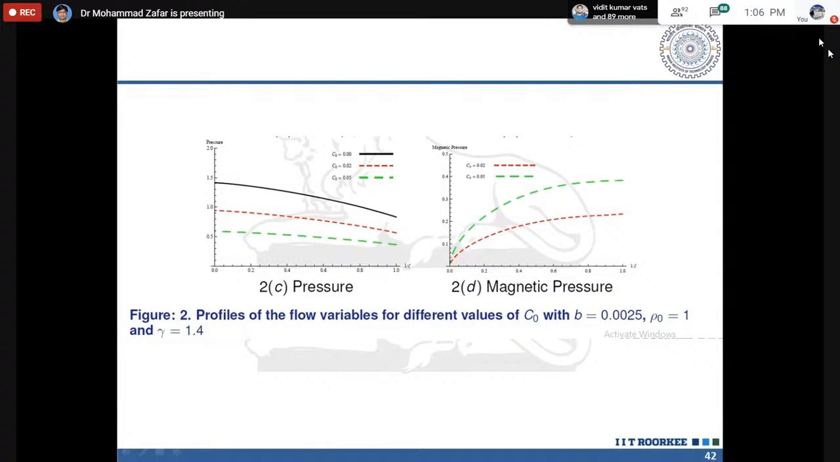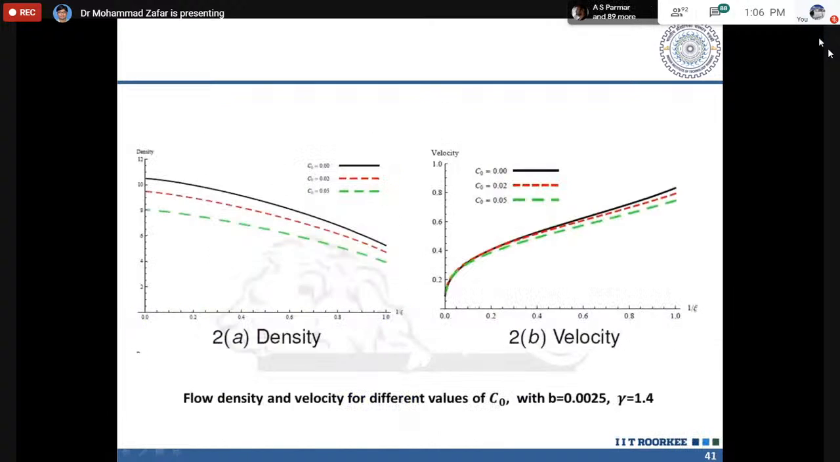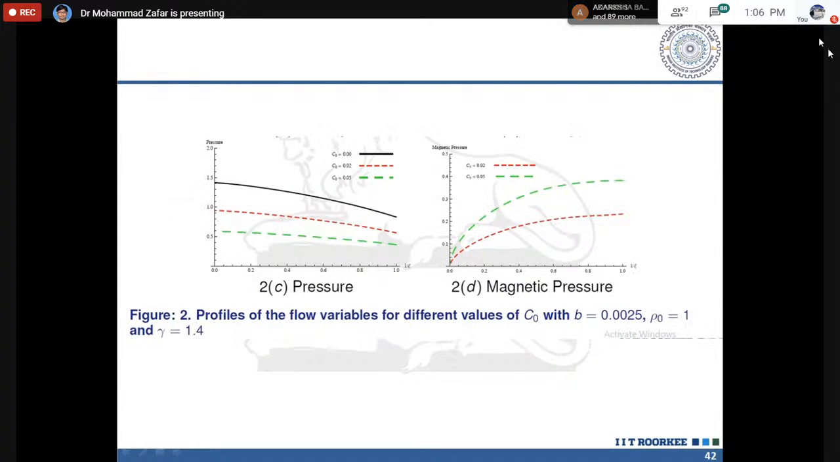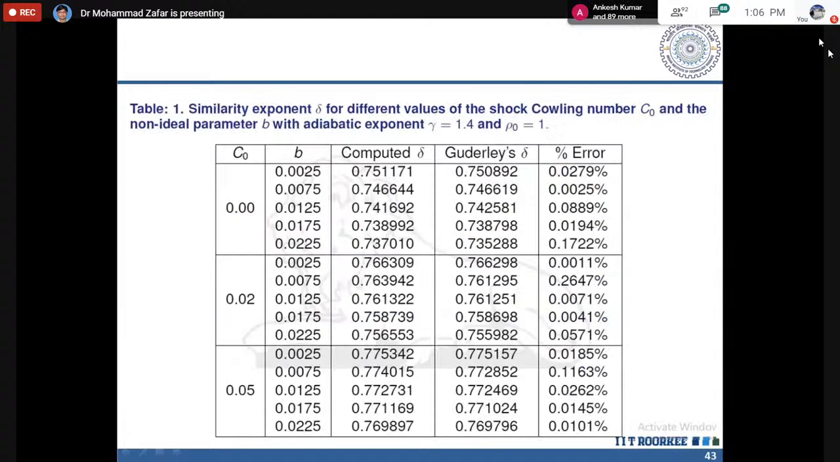In the last graph, the black color graph is where C naught is 0, that is, the magnetic field is 0. Next slide. In this case, the magnetic pressure would be 0 because the magnetic field is 0. That's why the third graph is absent from the last profile.